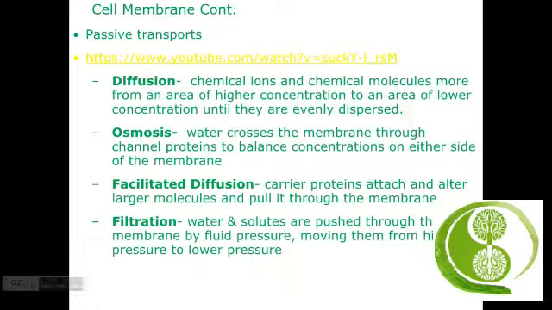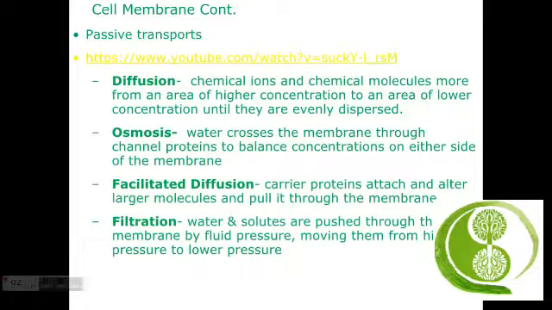Osmosis is basically the same thing, but it's the process of water moving from higher concentration to lower concentration to balance it out. So if there's more water on the outside of the cell, then more water is going to rush into the cell to balance it. If there's too much water inside and less water outside of the cell, then the water will move from the inside of the cell to outside of the cell to balance itself.